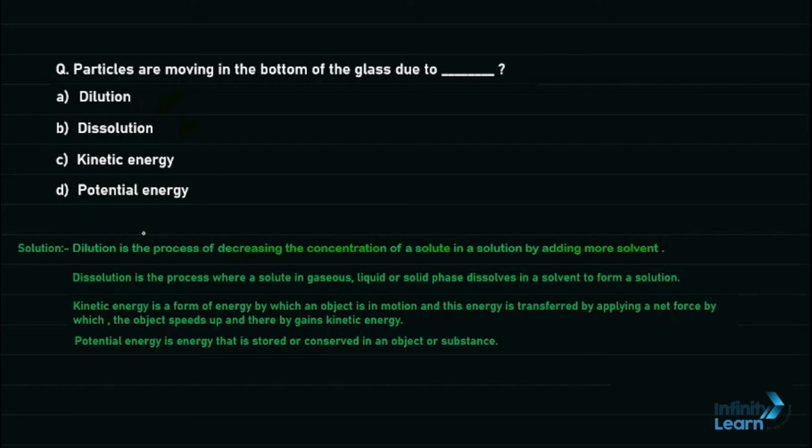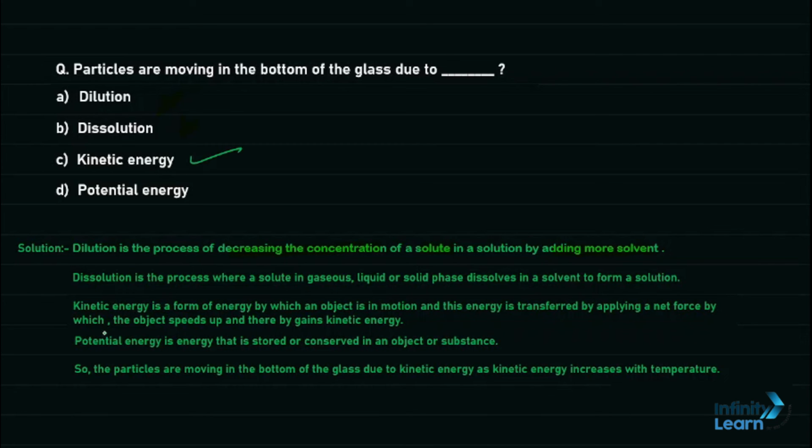So students, the correct answer for this question will be our option C, that is kinetic energy. The particles are moving in the bottom of the glass due to kinetic energy, as students, kinetic energy increases with the temperature. Okay students, so I hope this explanation is clear to you.